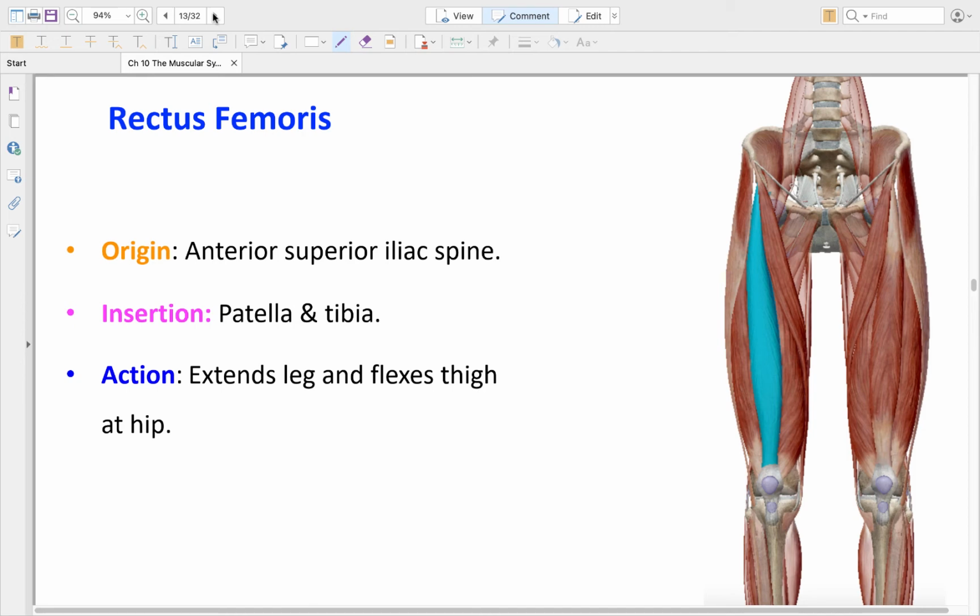So, this is the rectus femoris here in blue. And if you look closely at that, there's your patella. And we can't exactly see the insertion point because it's covered. But our origin and insertion, let's start with the origin, is the anterior superior iliac spine. Okay, and then to keep things simple, the insertion is going to be the patella and tibia. And its action is extension of the leg and flexion of your thigh at the hip. This is a very strong muscle.